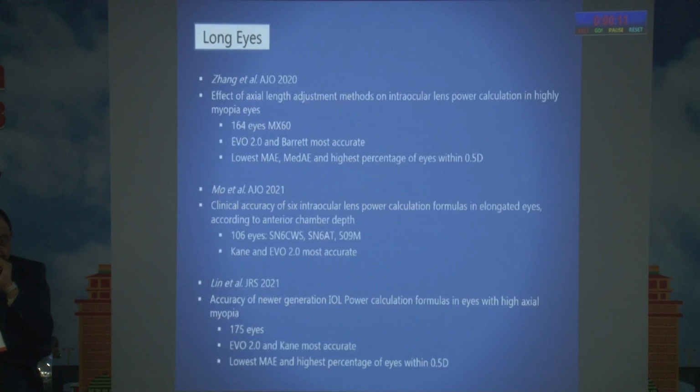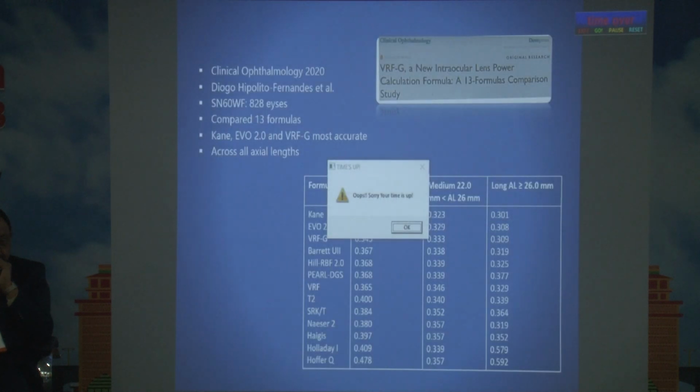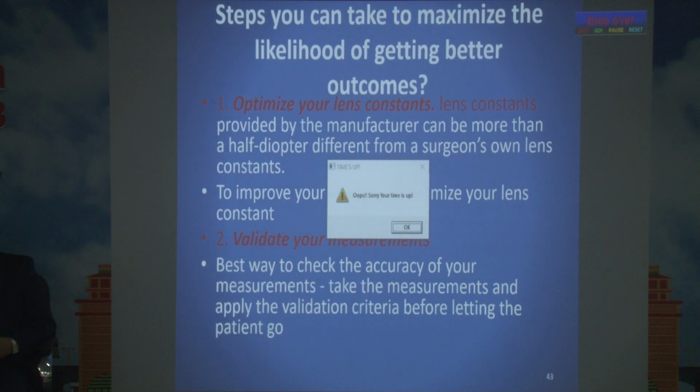And in longer eyes, again, what they have shown is EVO 2.0, Kane, Barrett, and Hill RBF are outperforming. And these newer formulas you don't have to buy, they are available on the sites. And this is the meta-analysis which has been done in longer eyes and shorter eyes, and you find that Kane, EVO, VRF, Barrett, Hill RBF, and Pearl DGS are the formulas. So we no longer talk about the Holladay, Hoffer Qs, and Haigis, and the newer formulas have clearly taken over.